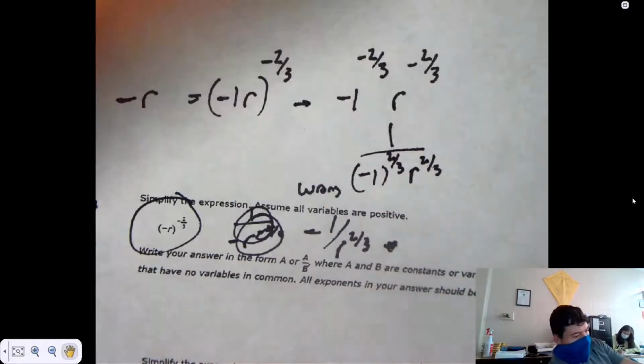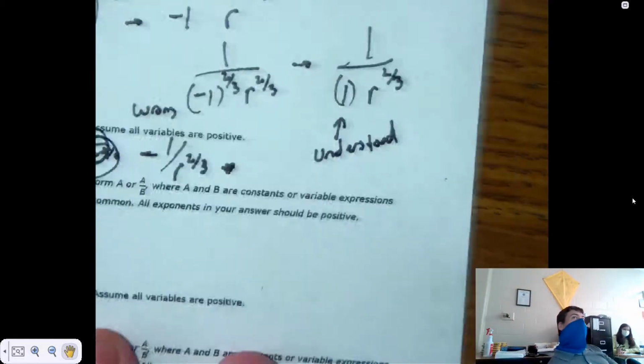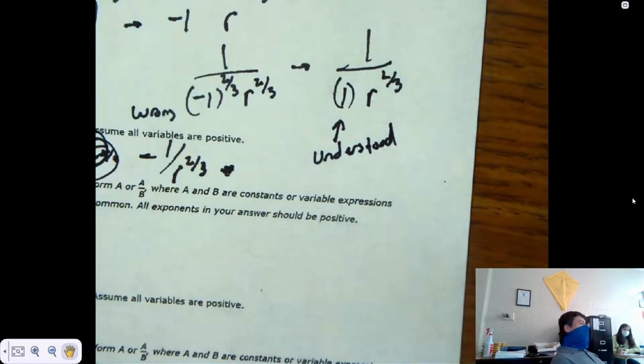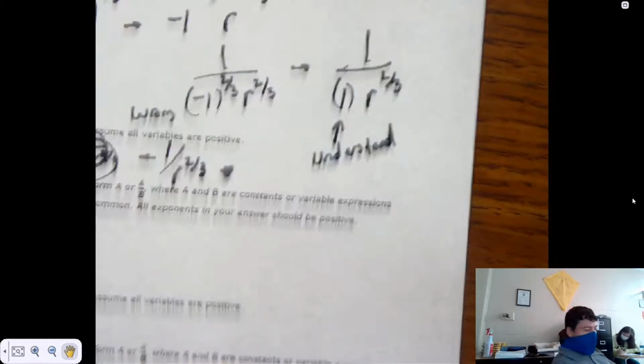Whoops, I'm up here, aren't I? That 1 there is understood, which means you do not put it in the box. If you take the cubic root of a negative and you square it, it's going to become positive. Just the way it works. So be careful on a question like that. It's easy to make a mistake.